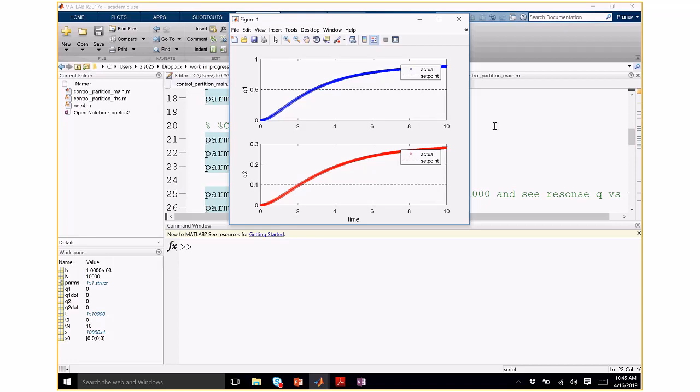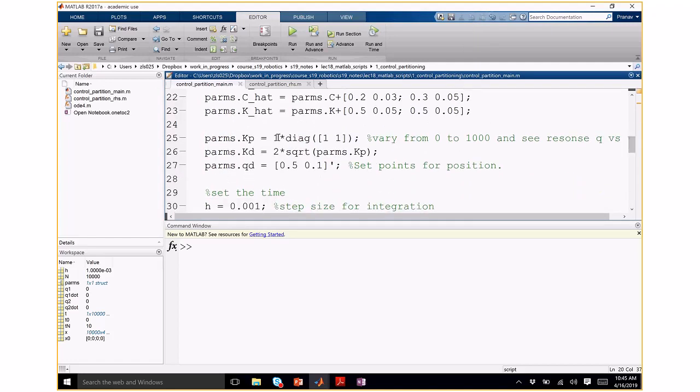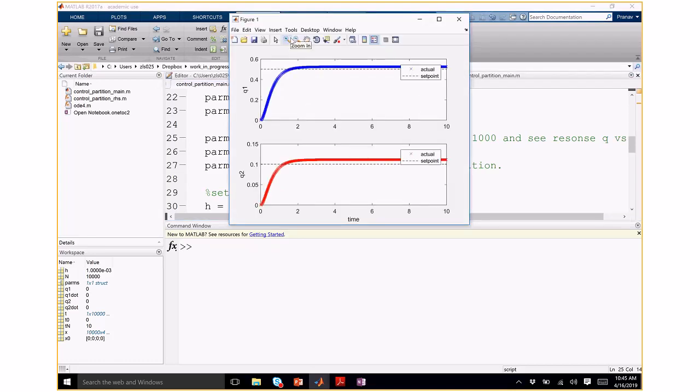That's for one. Let's try. Slightly better. There's an error. You can see there's a steady state error. Steady state error is when the set point is not met. So here's a problem where the system identification was not perfect, and so we had to play with the gain so that the system can be controlled.